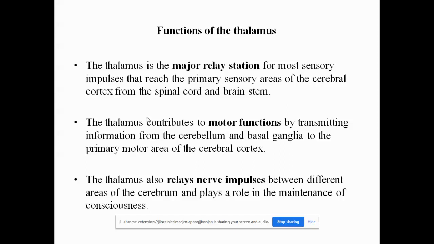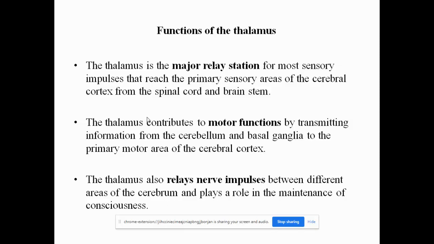Sensory neurons, it is ascending. So, it passes information from the spinal cord and the brainstem into the cerebrum. The thalamus also contributes to motor functions by transmitting information from the cerebellum and basal ganglia to the primary motor areas of the cerebral cortex. So, from the cerebellum and basal ganglia, it conveys information into the cerebral cortex.